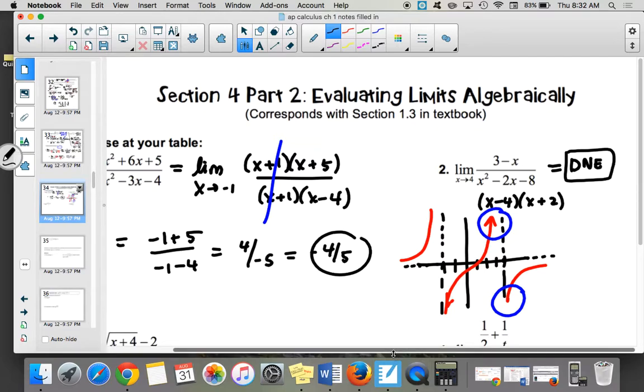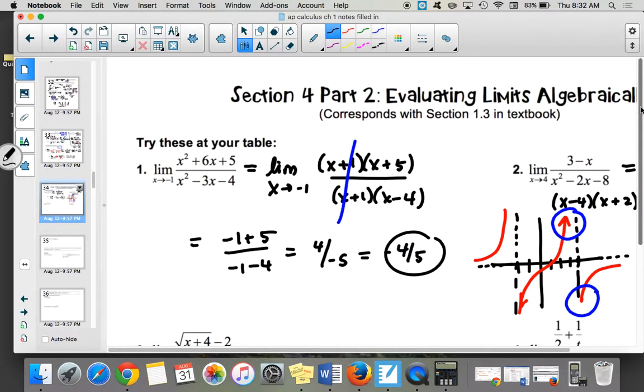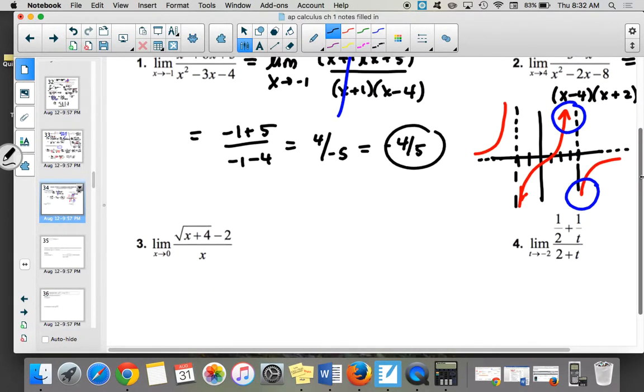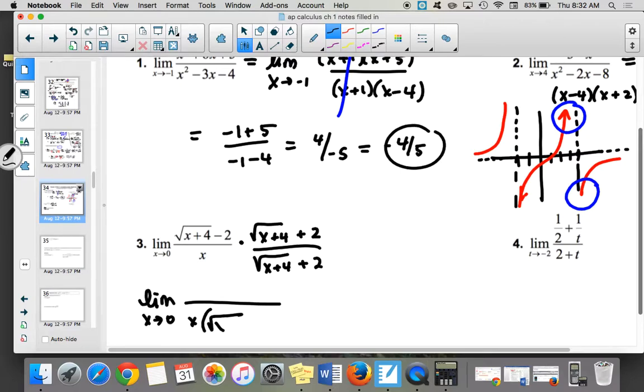Okay. So the next one. So this is one where you have to rationalize. So you're going to multiply through by the square root of x plus 4 plus 2 all over the square root of x plus 4 plus 2. And when we did this a couple days ago, we left it factored on the bottom, and we were hoping that that x part would go away. That's what's making it undefined, right? The fact that we have an x on the denominator and we can't plug in 0 through x.